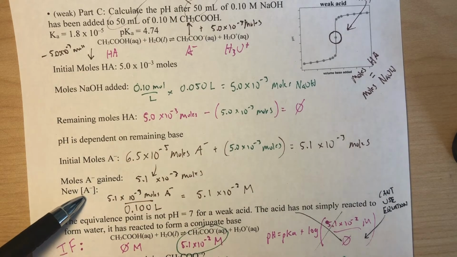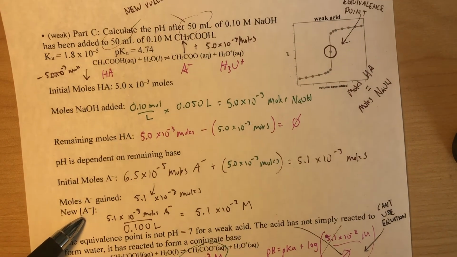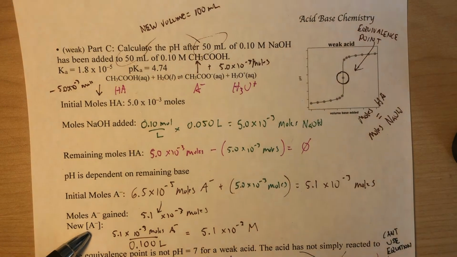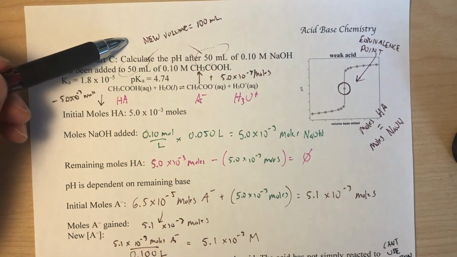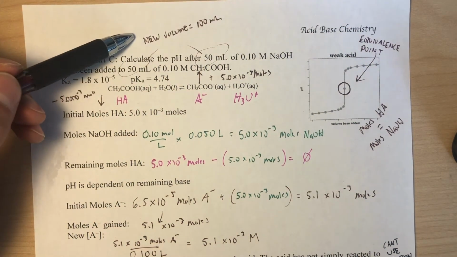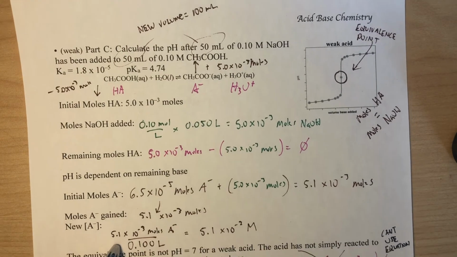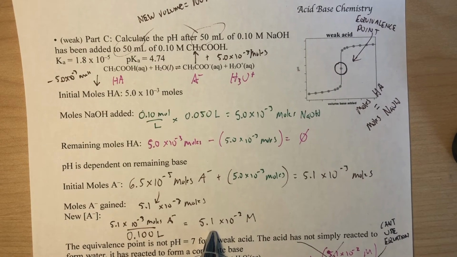So our new A minus concentration is that value of moles divided by liters, and we use a value that is equal to our new total volume for liters, which is 100 milliliters, which is 0.1 liters. So that gives us 5.1 times 10 to the negative second molar for our new A minus concentration. Great. So what do we do with this value?